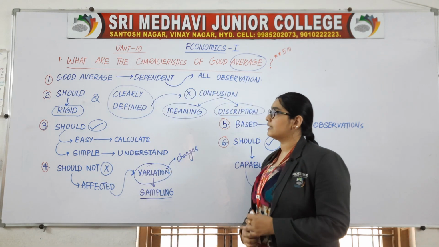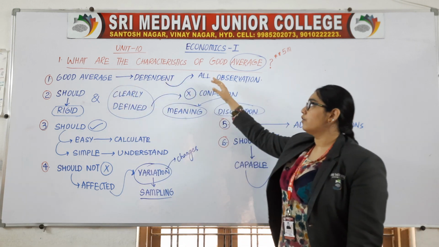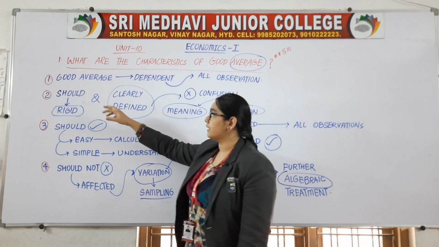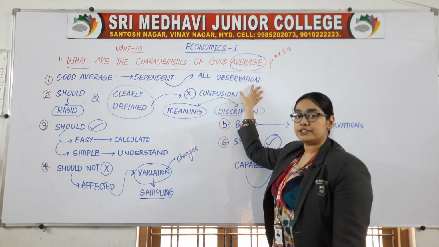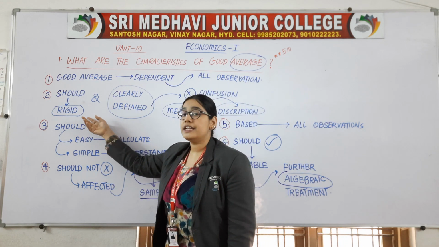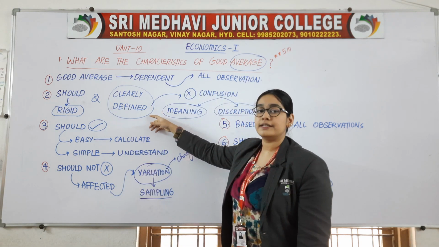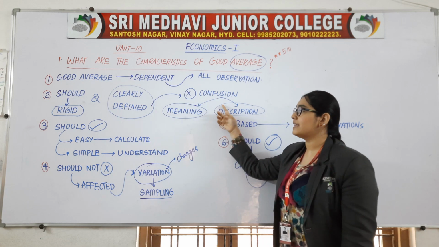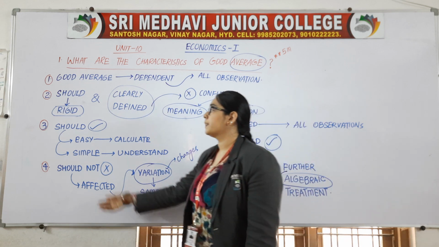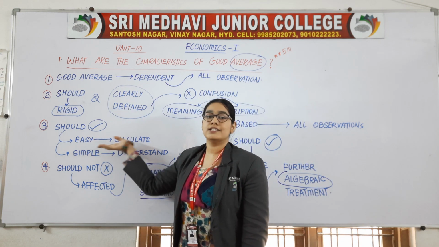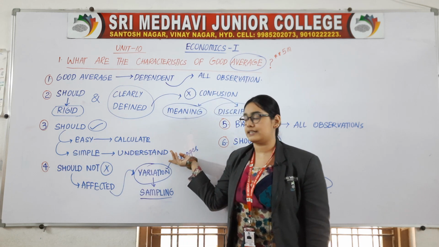Let us finally recall it once again. What are the characteristics of a good average? First point, a good average is dependent on all observations. Second point, it should be rigid and clearly defined. That means there should not be any confusion in the meaning and description. Third point, it should be very easy to calculate and very simple enough to understand.